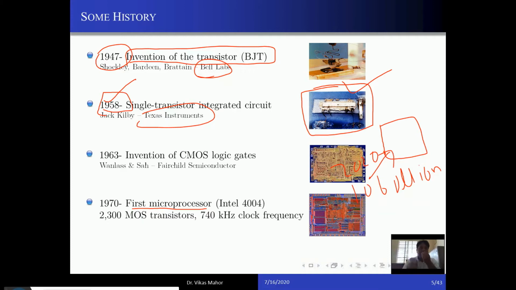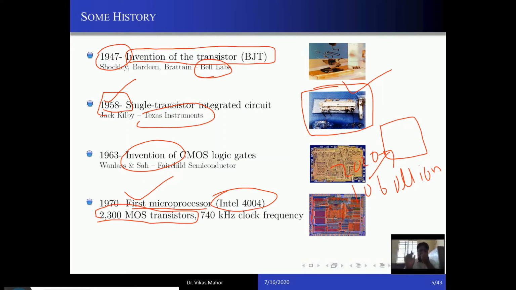Fine. So after the invention of CMOS based ICs, immediately after 7 years, the first microprocessor was discovered, and the name was Intel 4004. Fine. It consists of 2300 MOS transistors. Fine. So it is known as a VLSI circuit. It consists of 2300 MOS transistors on a single IC.